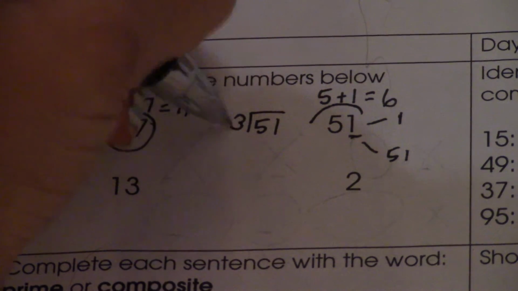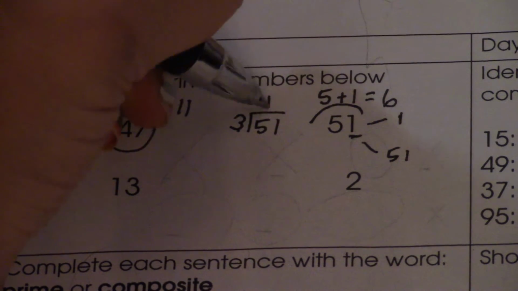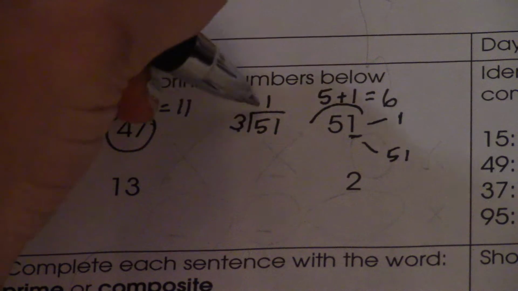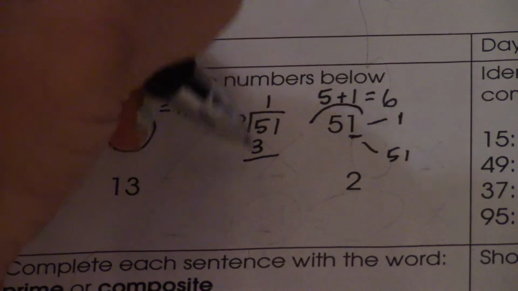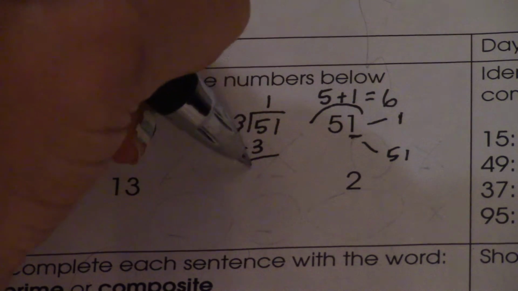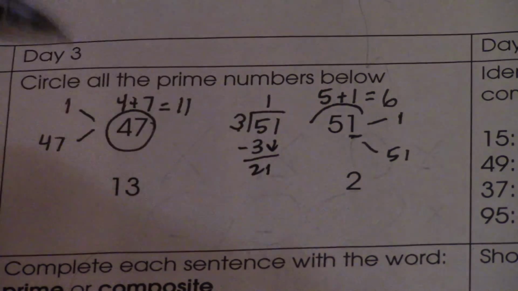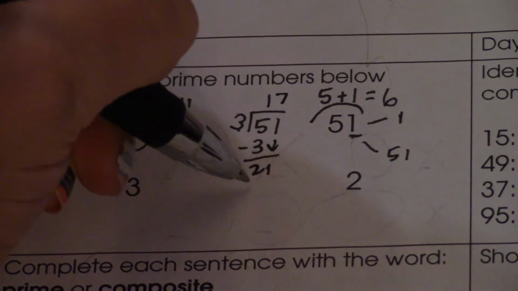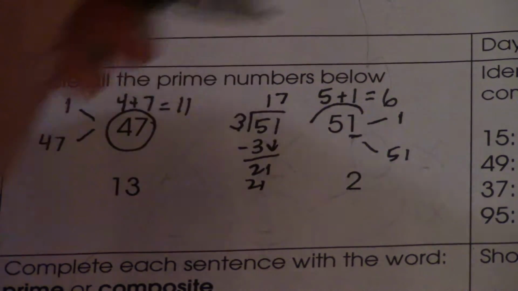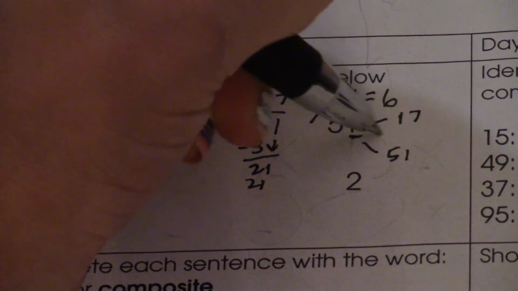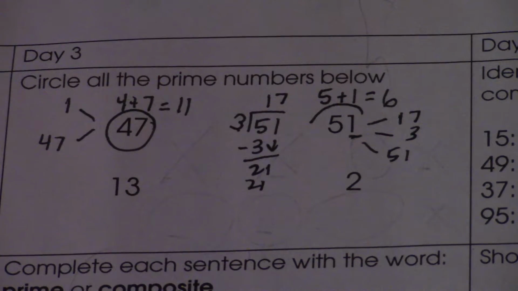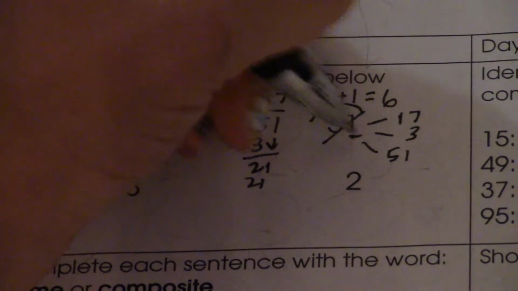51 divided by 3. 3 goes into 5 once. 1 times 3 is 3. 5 minus 3 is 2. Bring down your 1. 3 goes into 21 seven times. So it's 17 times 3. So there are more than 2 factors.